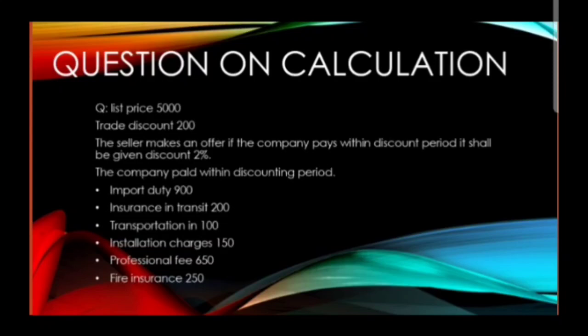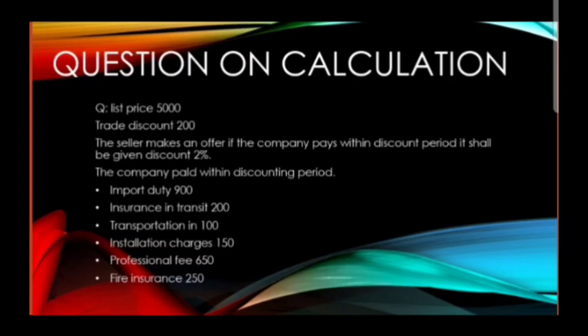Now let us take a look at the calculation question. The list price is 5,000 and the trade discount is 200. The seller makes an offer: if the company pays within the discounting period, it shall be given a discount of 2%. The company paid within the discounting period.